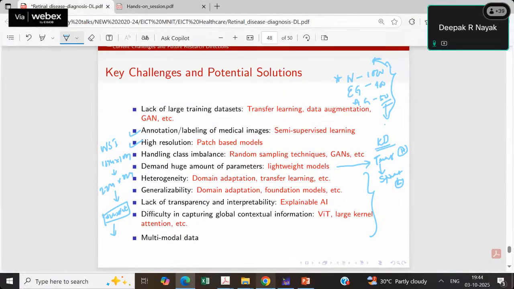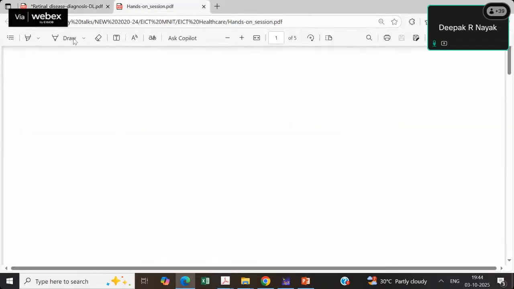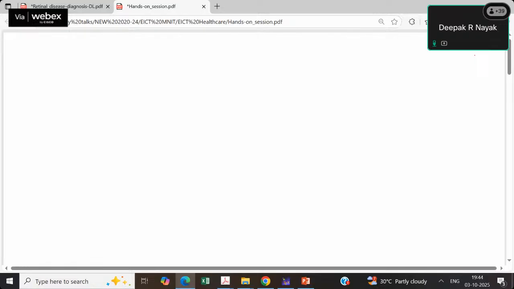Let me directly take you to the hands-on, and I'll show you some demonstrations, especially on transfer learning, which I discussed, and another one is the attention mechanism, which we also discussed. But before that, we must have an idea of how to design an implementation setup for solving a classification task or segmentation task, whatever the task may be. For simplicity, I'm considering a classification task here.